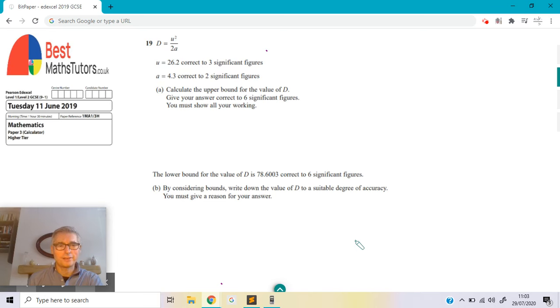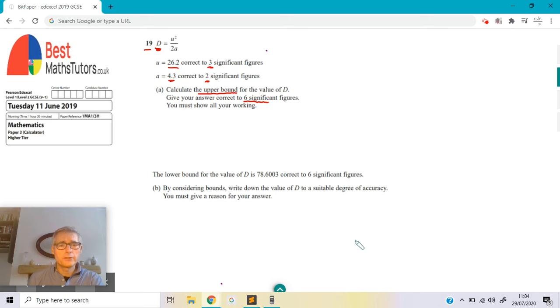This is question 19 and it's a question about boundaries. We've got to find the upper boundary of this quantity which is given by D. D is equal to U squared over 2A, and we're given the values for U and the values for A. We're told that they're rounded, so they're not exact. U is rounded to 3 significant figures, and A is rounded to 2 significant figures. We've got to give our answer to 6 significant figures.